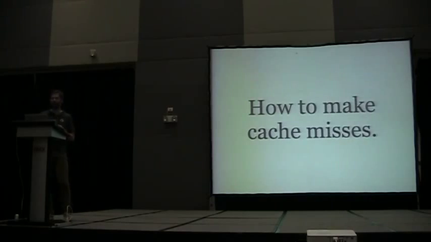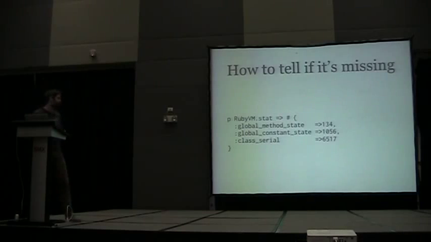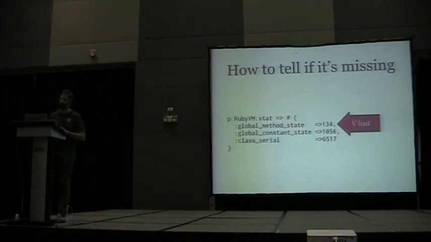So let's look at how to make cache misses. So how can we make it miss the cache? Now, the way that you can tell if it's missing is there's a method called RubyVM.stat, and this is completely specific to MRI. Don't try to use this on JRuby or anything. If you're using MRI, this is what you can look at. If you look at these values, you'll see a hash that's printed out, and these are internal values of the Ruby virtual machine. If that global method state changes, that's very, very bad.